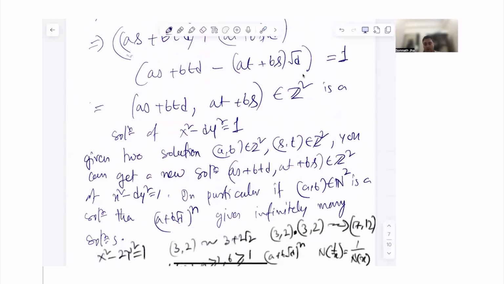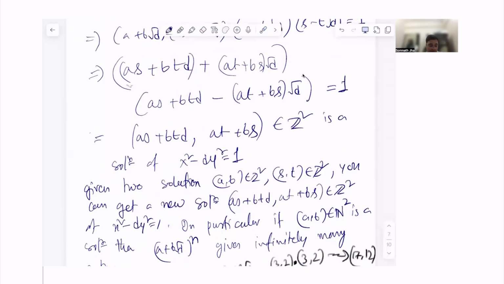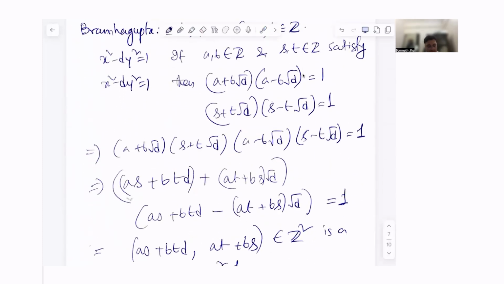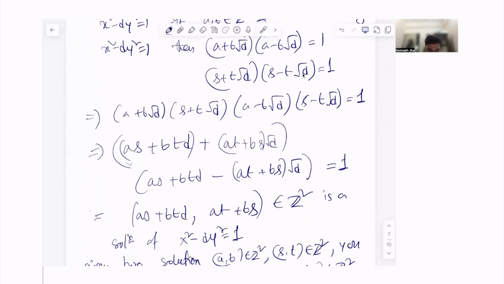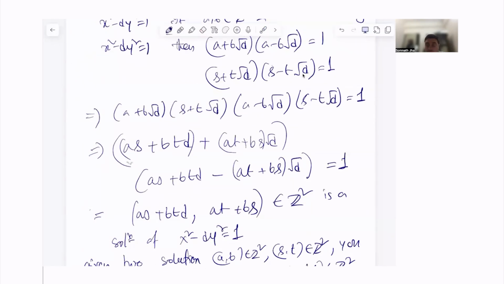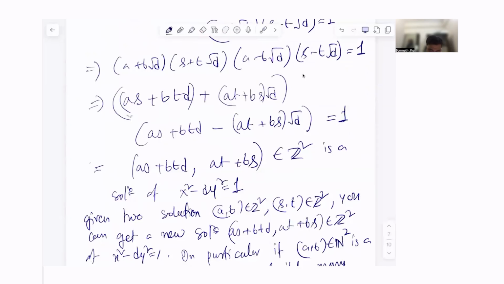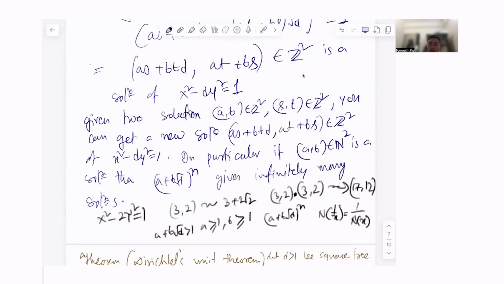So we'll formally prove this, but this was the idea that given two solutions, you can get another solution. This is clear using the fact that the norm of xy is norm x times norm y, and if x has norm 1 and y has norm 1, the norm of xy is also 1, and the norm of 1 by x is 1 by the norm of x.